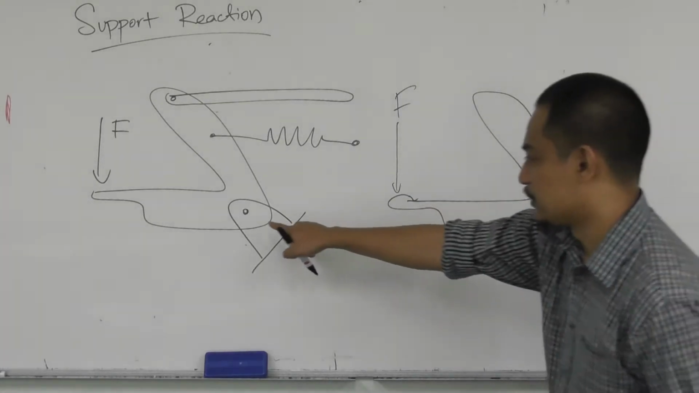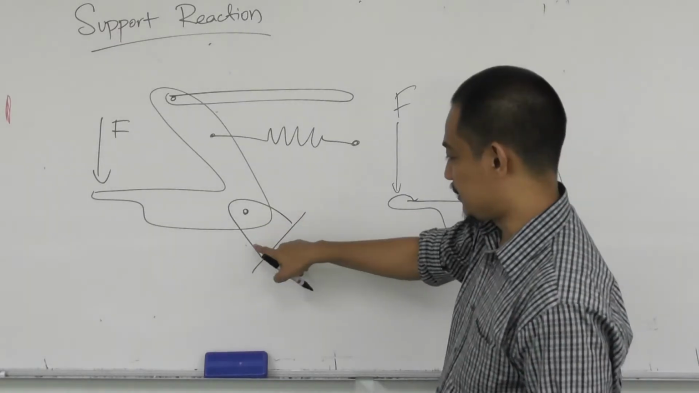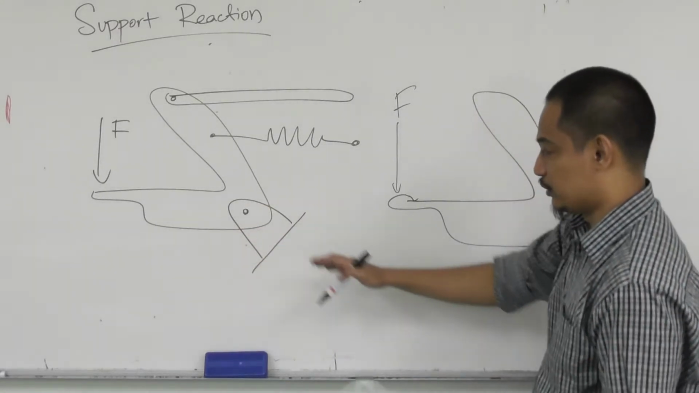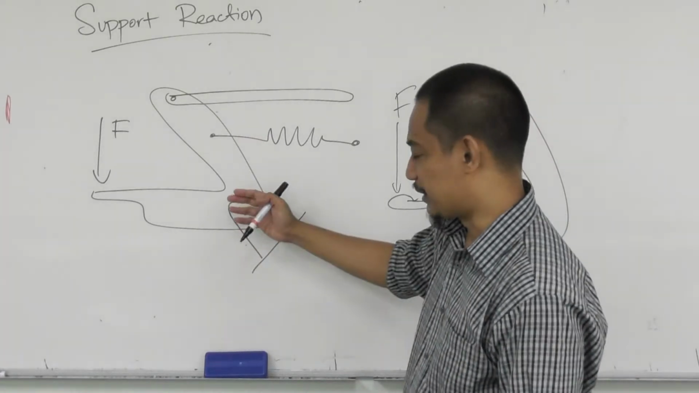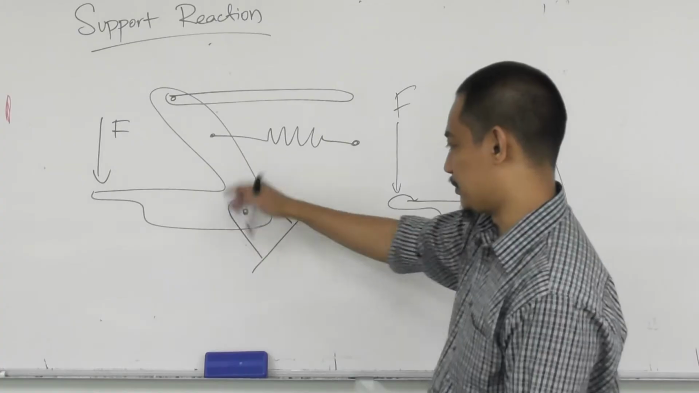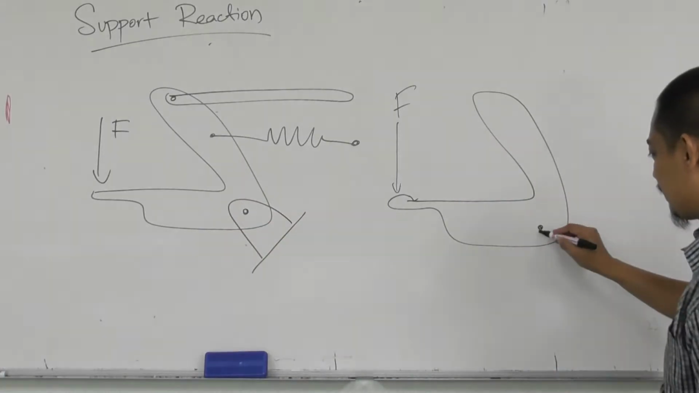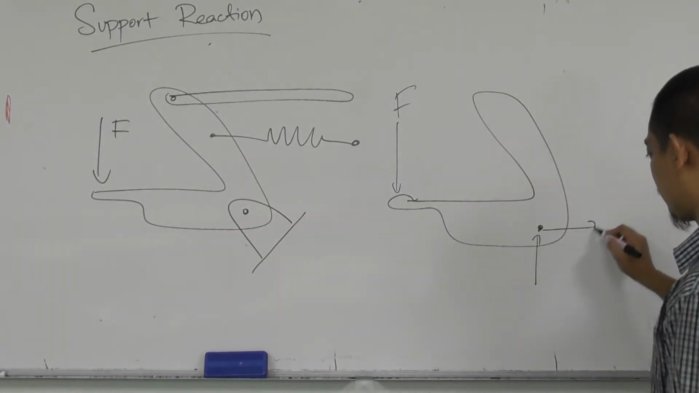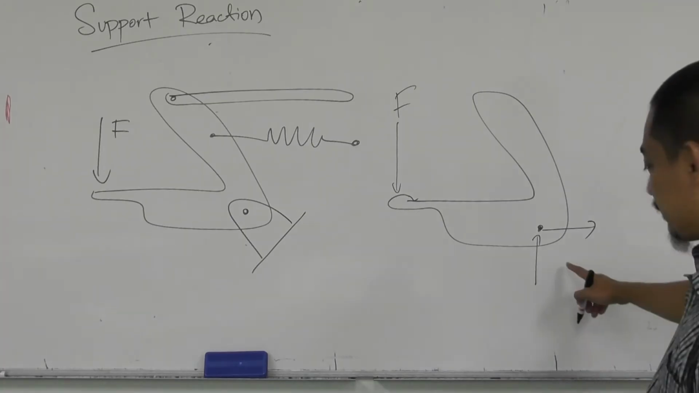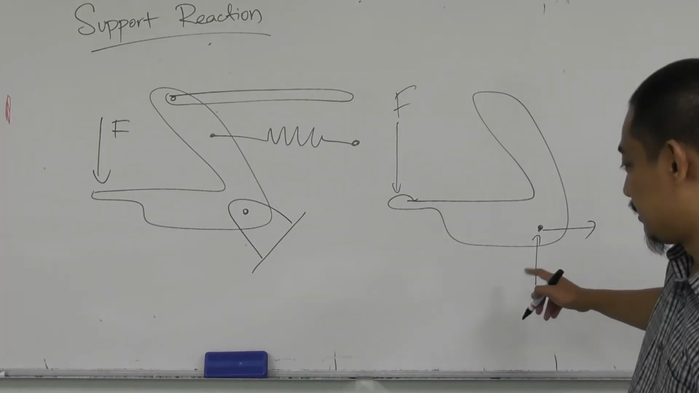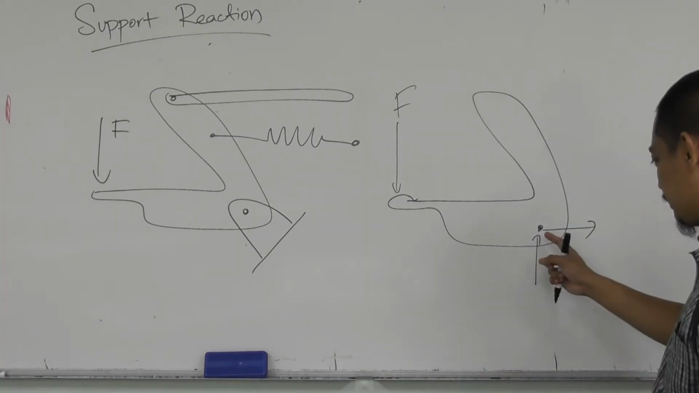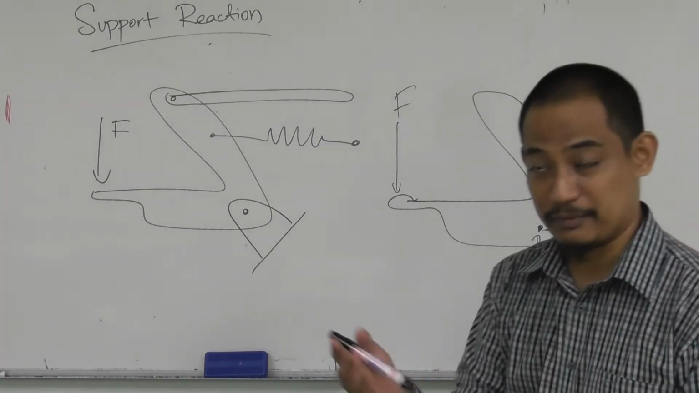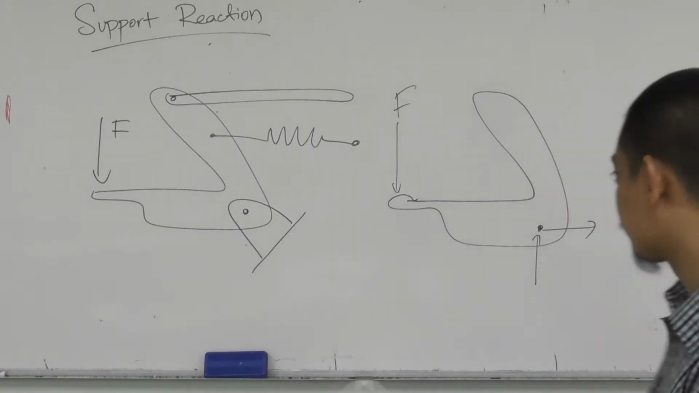Now here, what do you have? This is a pin support, right? So it prevents vertical and horizontal movement, but it allows rotation about that pin. So basically you'll have X and Y components of the support reaction here. Again, the direction is assumed. I assume upwards, I assume to the right. If I get a negative, it means it's the opposite direction, right?